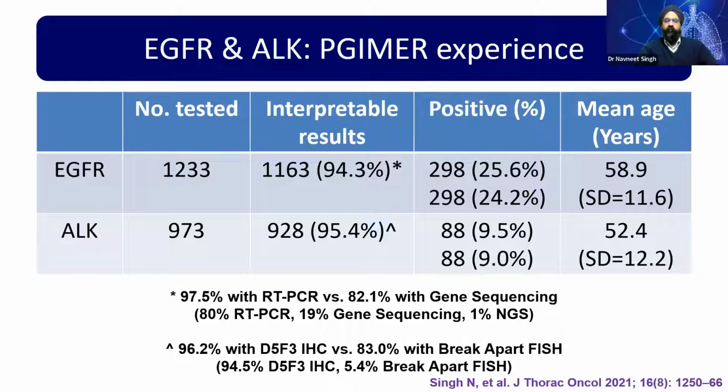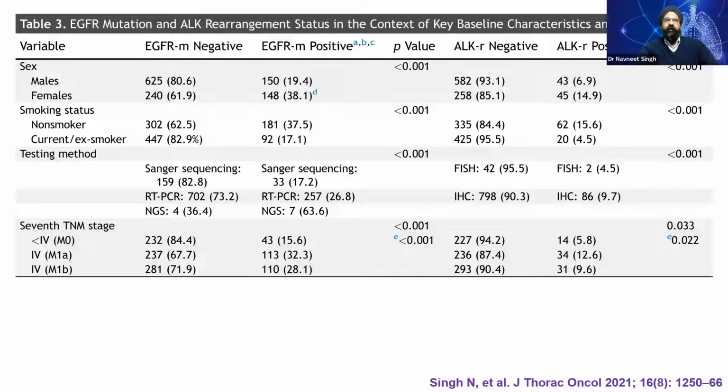And as we have moved from sequencing to RT-PCR for EGFR, and from break-apart FISH to IHC for ALK, the percentage of interpretable samples has gone up significantly, as you can see. The other important thing is that there are significant differences between the distribution of positives versus negatives, again, dominating in females, non-smokers, based upon the testing method, and obviously metastatic disease. And that is true for both EGFR and ALK.